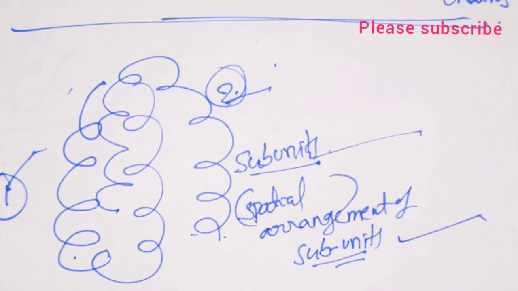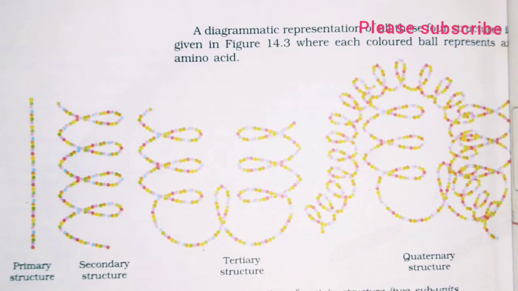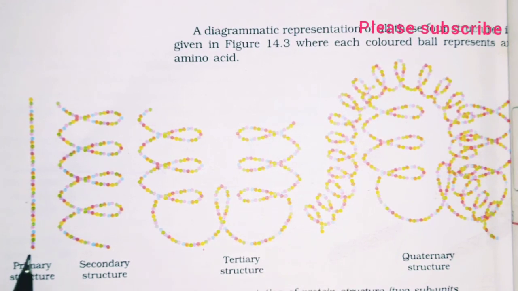In our NCERT book, one diagram is given. We will see the diagram now. So this is the NCERT textbook diagram. See, this is the primary structure, that means the sequence of the amino acids. The colors indicate the sequence. If you change the colors, you will get a different sequence. This is the easiest structure.